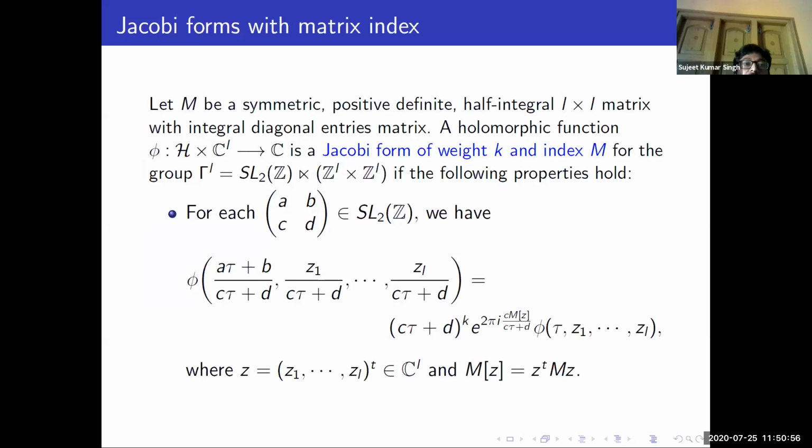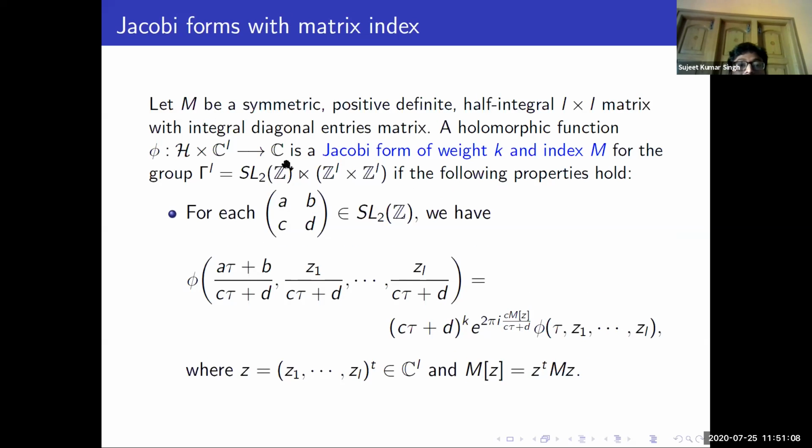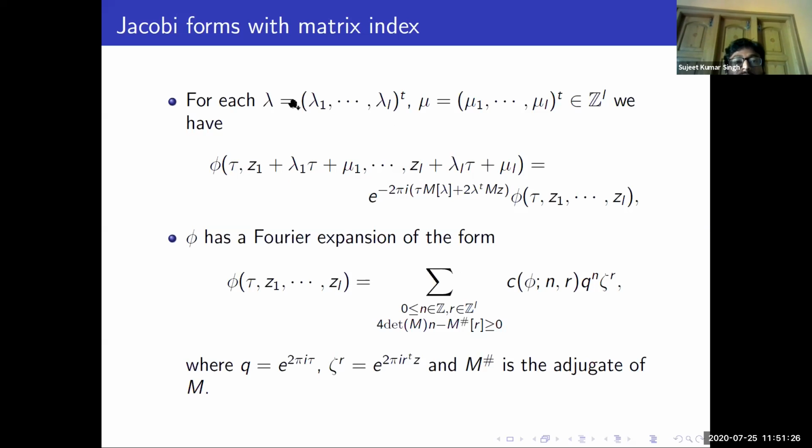Next, similar results hold for Jacobi forms. So first I will give the definition of a Jacobi form. A Jacobi form is a holomorphic function from H cross C^l to C of weight k and index m for the Jacobi group SL2(Z) semi-direct product Z^l cross Z^l, if it satisfies the transformation with respect to the group SL2(Z), second, that it has a lattice transformation with respect to Z^l cross Z^l, and third, that it has a Fourier expansion of this form.